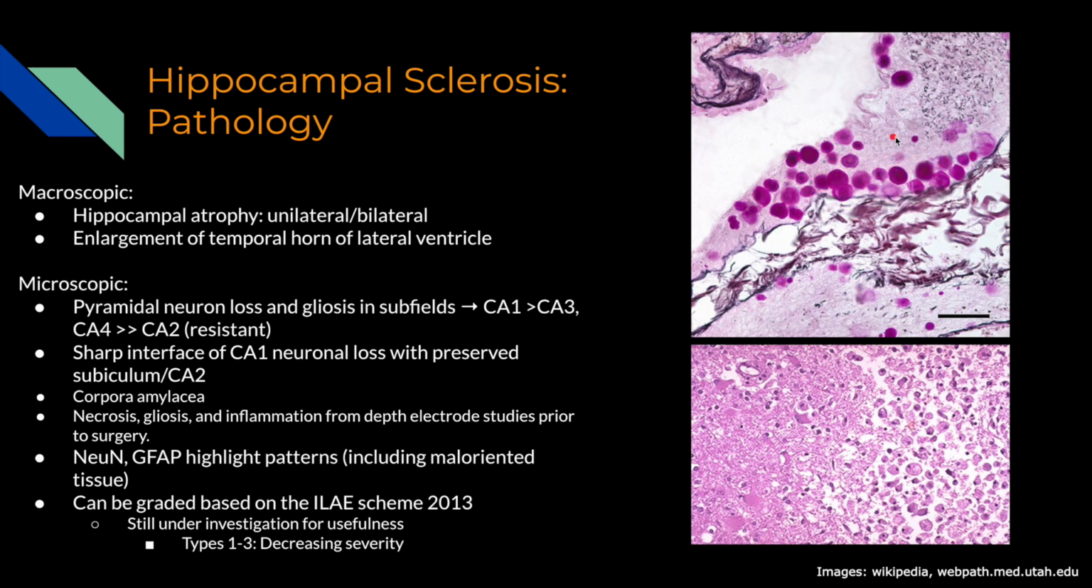Other things that you may see is corpora amylacea, which are these very well-defined circular structures. Here they're stained with a PAS stain, and really they contain polyglucosans and other sort of waste products, and are commonly seen in epilepsy. So if you see those, not to worry, they're not some sort of organism or tumor. These are highly expected in epilepsy specimens. I believe they're kind of accumulations in astrocytes, and we'll leave it at that.